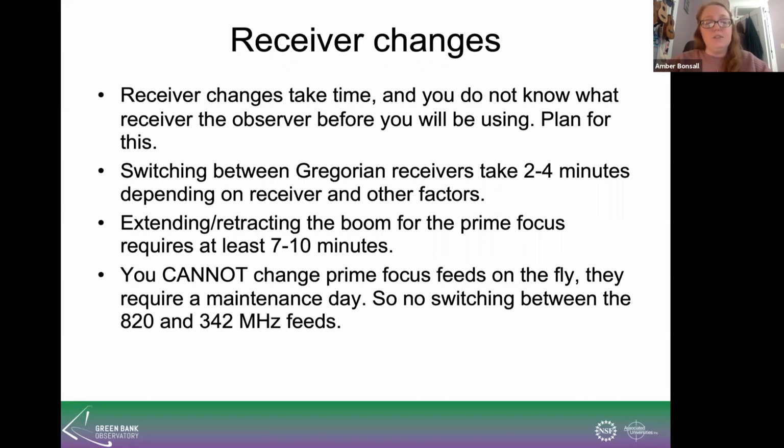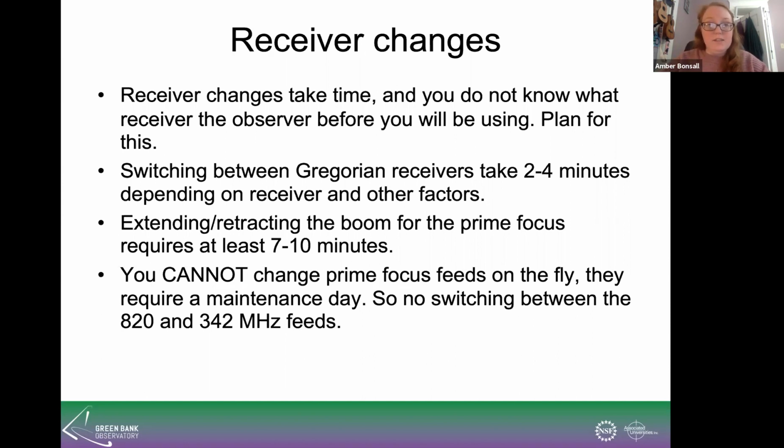So receiver changes. This is usually what's happening when you first start an observation. They take time. They cannot be done instantaneously. Just because you've been scheduled to start at 2 o'clock does not mean that the operator is going to give you the telescope at 2 o'clock. Like I said, when you do your overhead for your proposals, you're technically giving them 15 minutes to do the setup, which in most cases is more than necessary, and you'll get it within a few minutes.